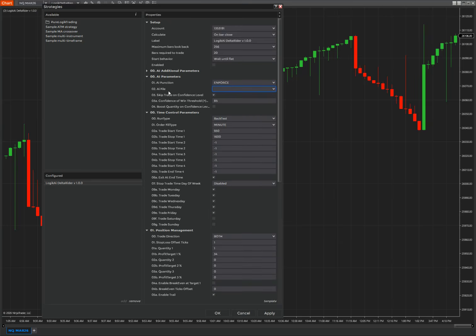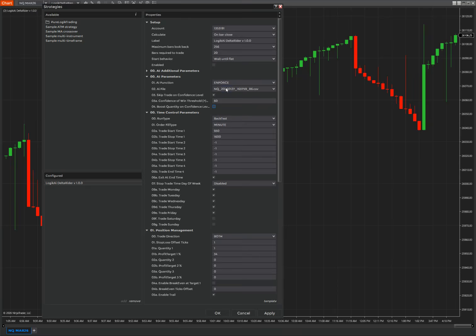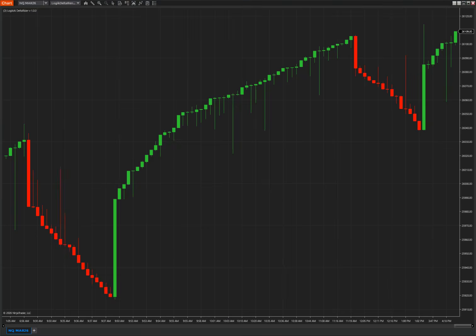I'll pick our model file. This is the AI file that we just saved before. And I'm going to say any trade confidence that is less than, I'll just say 60%, I'm going to skip. But any trade confidence that's greater than, I don't know, 85%, I'm going to add another contract to, which we could do that now, or if we want to compare apples to apples, we'll disable that. So this first test is going to be showing just skipping trades if the confidence is below 60%.